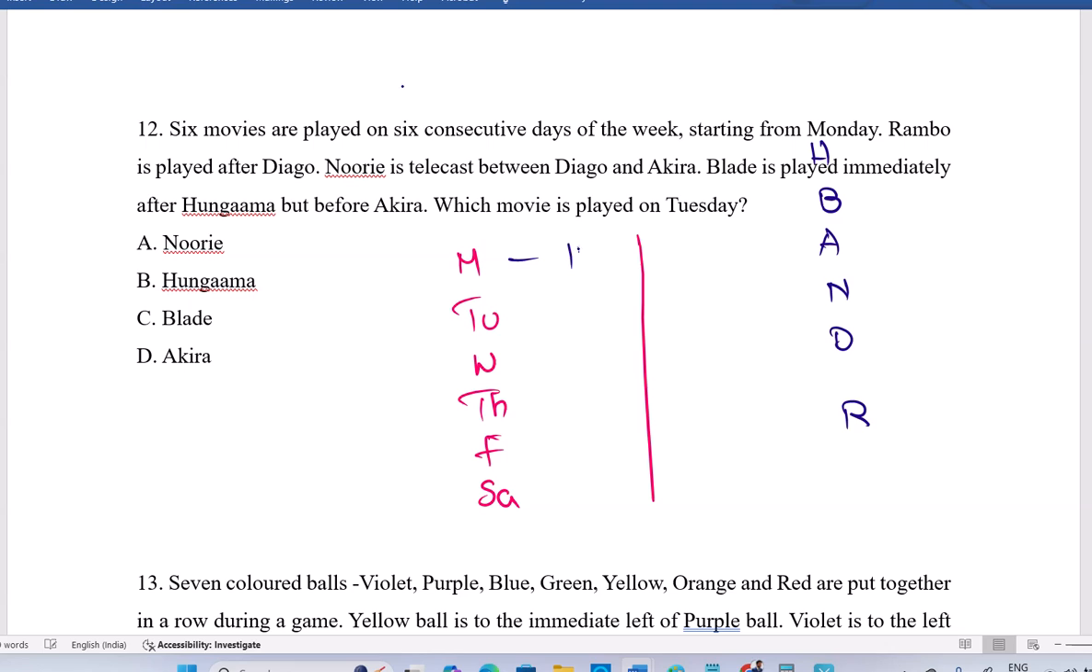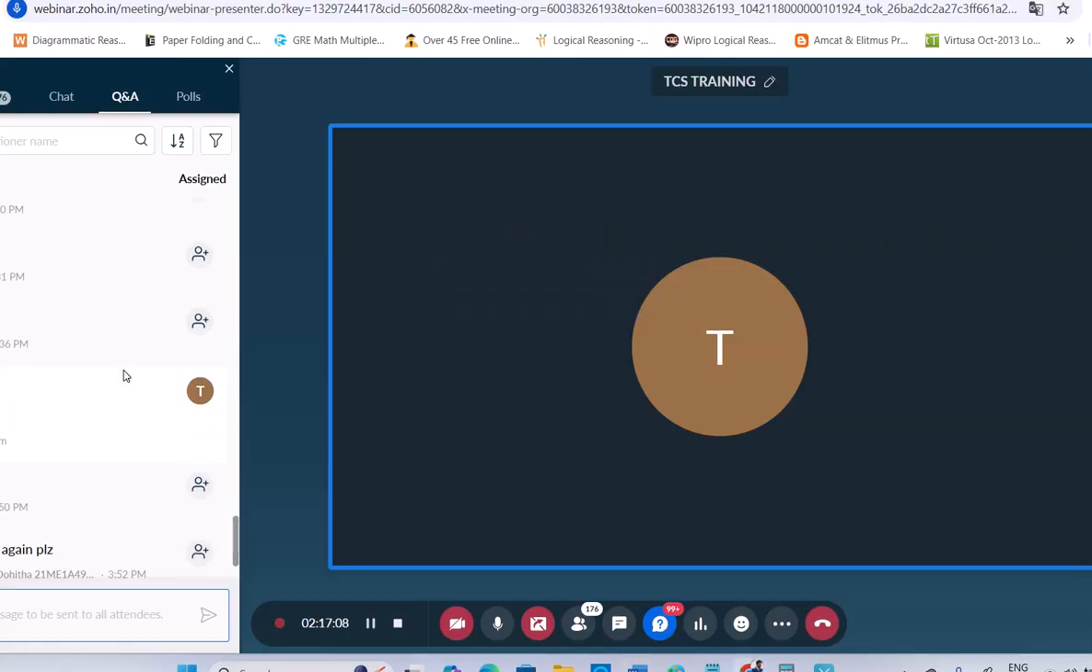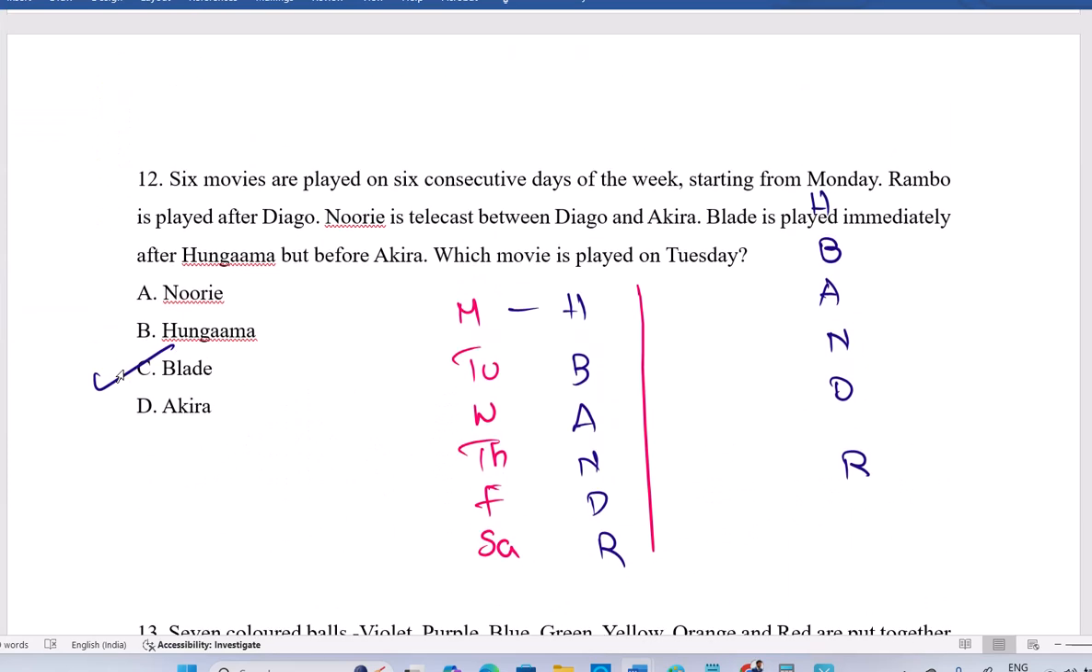So I think we got all that order. Hangama, Blade, Akira, Diago, Nuria, Rambo. Tuesday is Blade. Which movie is played on Tuesday is Blade. You see all conditions satisfied. Rambo is after Diago. Nuria is telecast between Diago and Akira. You see every condition satisfied. Blade is immediately after Hangama, before Akira. Right. Now again arrangements related, 7 colored balls. So read the question. Check once.